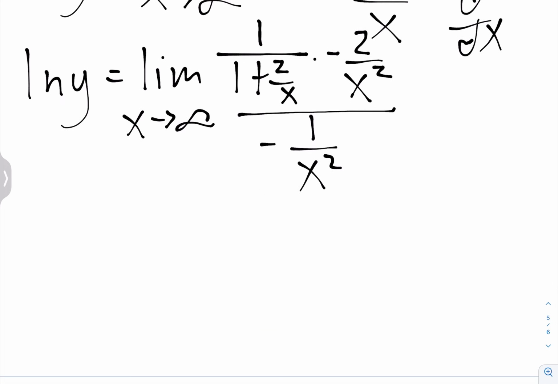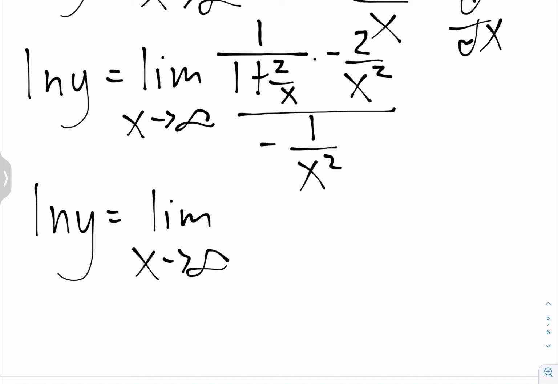Okay, so now what we're going to do is make this a bit simpler. So the limit as x approaches infinity, we can bring this out and multiply it. So notice how these negatives cancel. And it's going to be 2 over 1 plus 2 over x, I believe. Yeah, 2 over 1 plus 2 over x.